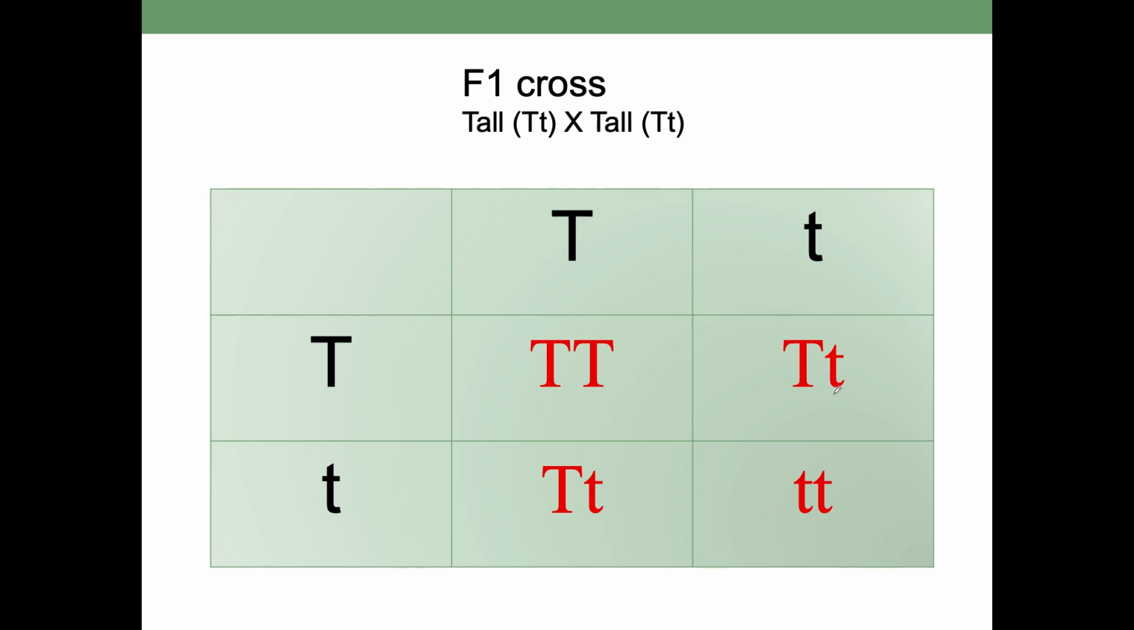So of these 4 possible genotype combinations, how many of those have the tall phenotype? Take a second to think about it. Of those four possible genotype combinations, how many will be tall?